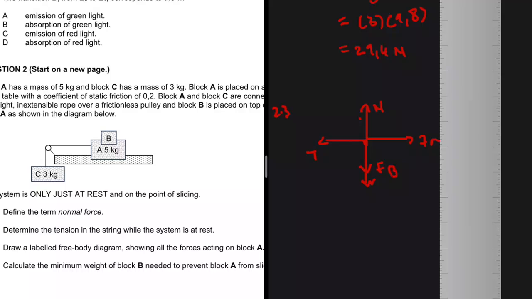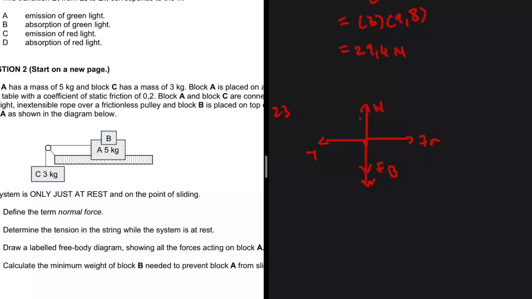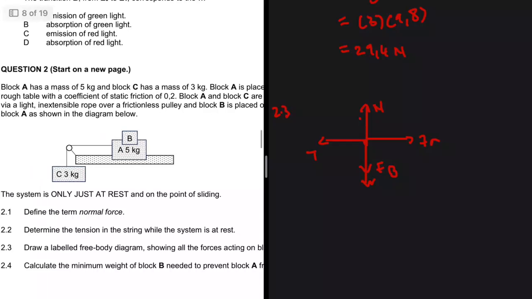As for which is greater than which, it does not really matter. You can make FB to be greater than weight. You're still going to get all the marks. Because at this point, when you're drawing the free body diagram, we know the weight, but we don't know the mass of B. So we cannot conclude whether FB is greater than weight or weight is greater than FB. Both options are going to be fine. So that is 2.3.